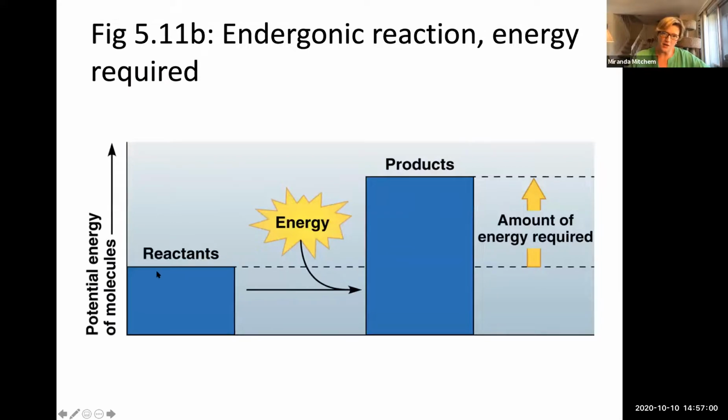Okay, so the endergonic reaction is different from what we saw from the exergonic. Now the reactants are low energy and the products are high energy. And the difference is the amount of energy that needs to be put into this reaction in order to make the products. We can't just make high energy products without having the right amount of energy to create them. So endergonic reactions need energy, that difference in reaction energy between reactants and products, in order for the formation of the products to occur.